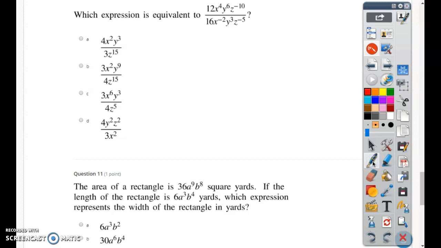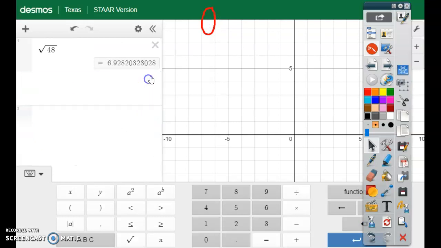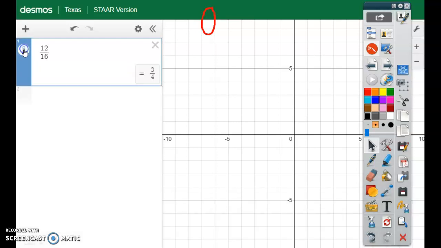Okay, problem number 10. Let me see, hold on. This is dividing. So you're going to divide the big numbers and you're going to subtract the little numbers. Okay? So what's 12 divided by 16? And hit the little fraction button, it is 3 over 4.